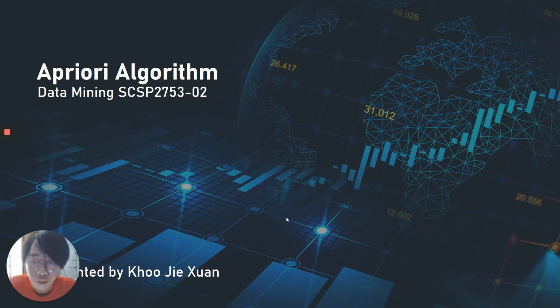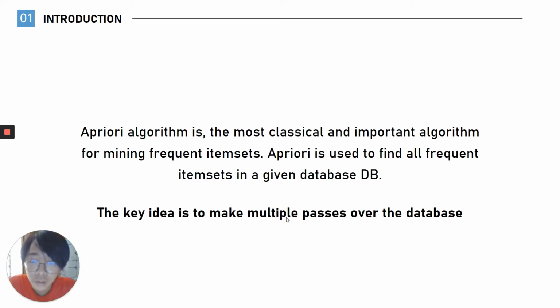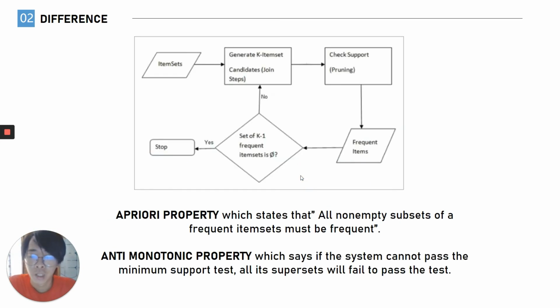To Jason from Data Management Tools, and now I'm going to talk about the Apriori algorithm. The Apriori algorithm is one of the most classic and important algorithms in mining frequent item sets. Basically, this algorithm takes multiple passes over the database, which means it will keep looping until it finds the most frequent item set in the database. So that's what the Apriori algorithm is.